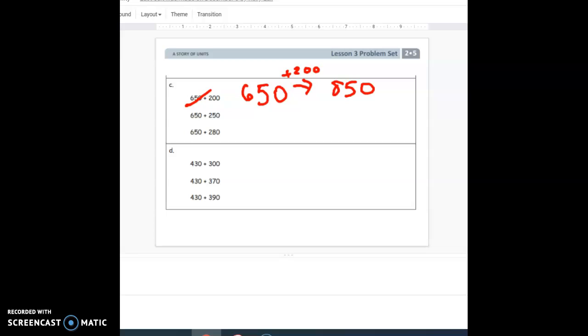Okay? Now let's do the second one. 650 plus 250. Oops, that's supposed to be 0. Okay, and I'm going to do this one as plus 200, which we know is 850. But we're not done yet because it's 250. And I'm going to go ahead and say plus 50 for the next arrow. And that would be 900. Okay?